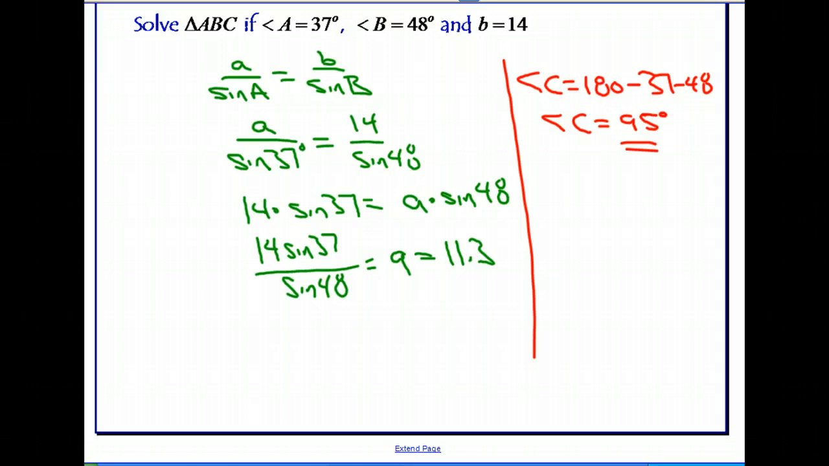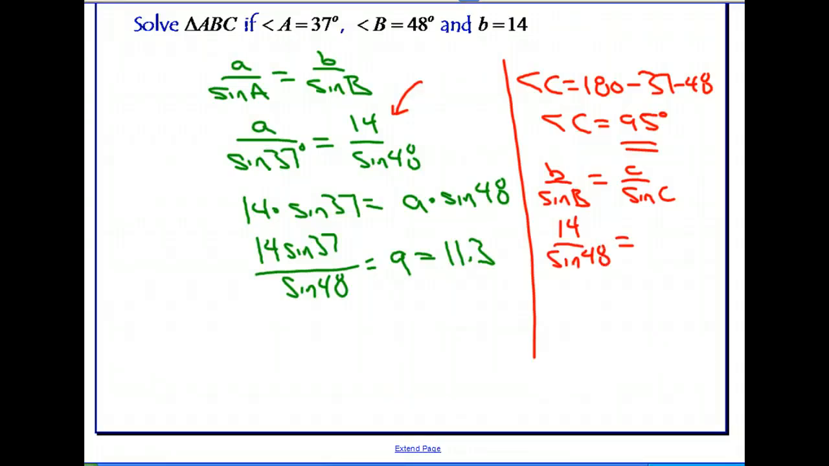Sure. Let's go this time with B over sine of B equals C over sine of C. You can't really choose wrong, but since we had that before, let's go with it again. 14 over sine of 48 equals side C, I don't know, over sine of 95. All right, how do we solve this? You know by now. Cross multiply and divide.